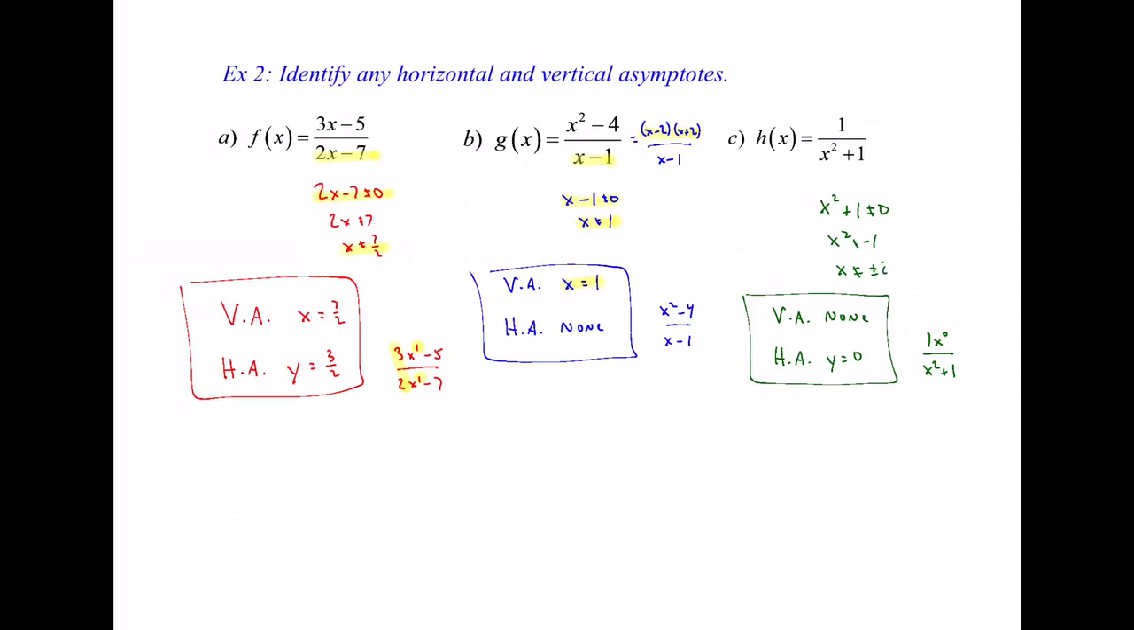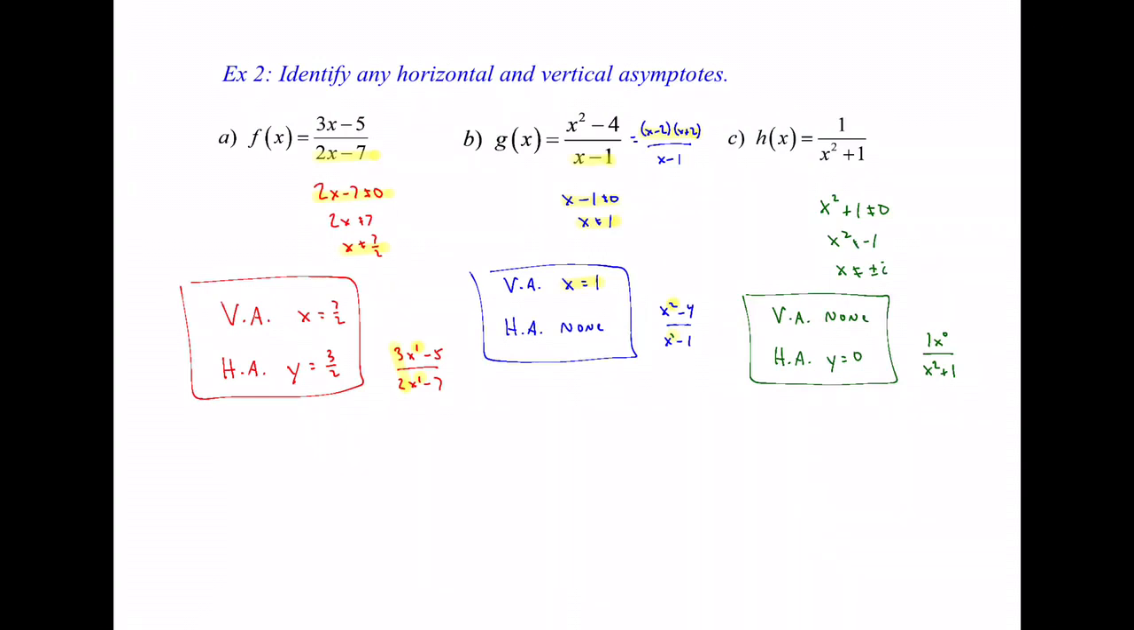When you write your vertical asymptote, it's that vertical line, x equals wherever it's undefined. For the horizontal asymptote, the degree on top was larger than the degree on bottom, therefore there was no horizontal asymptote on this one.